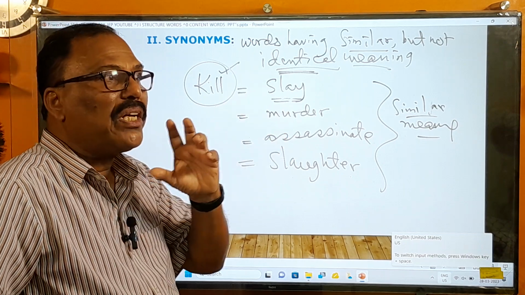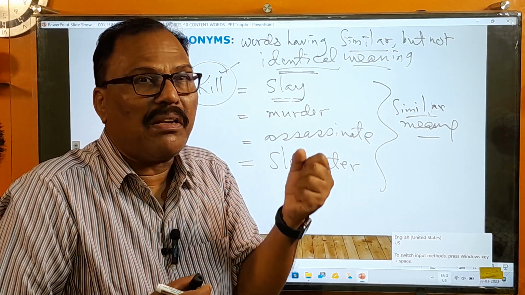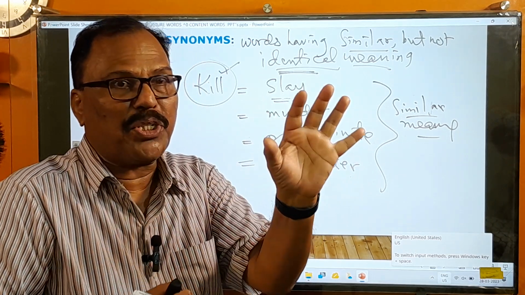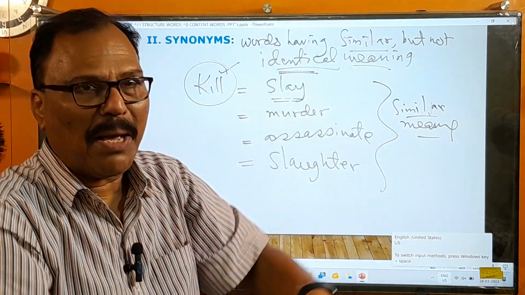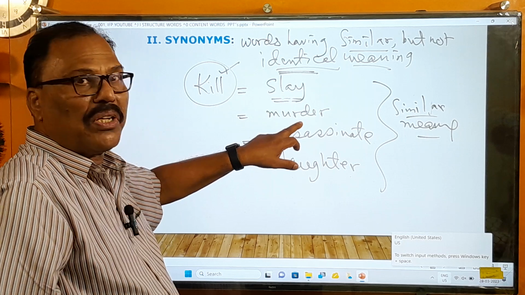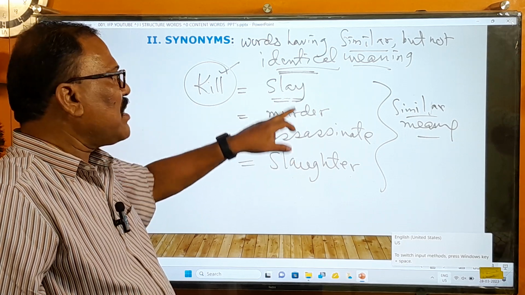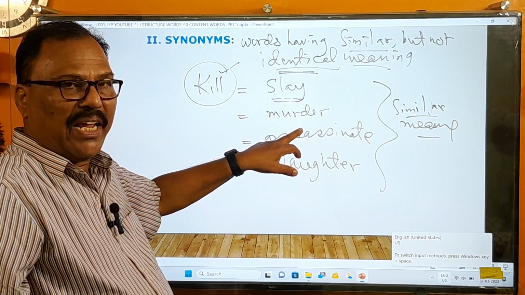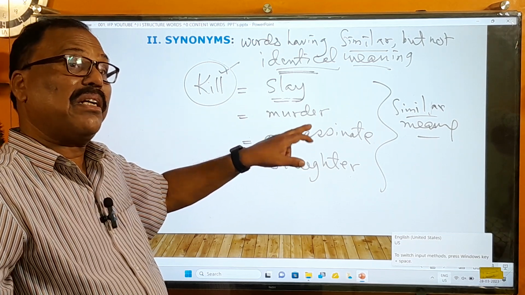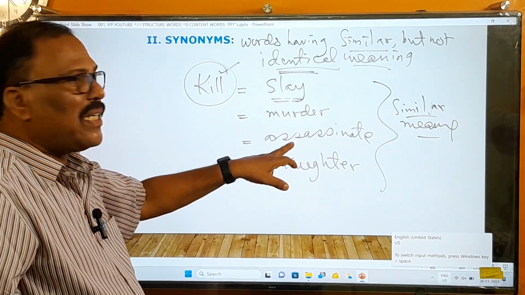Murder. You kill somebody with some vengeance, with ill will, ill feeling, lurking somewhere behind some bush and pouncing upon him and killing him. So that's called murder. The merchant was murdered. You cannot say he was slain. Murder means with vengeance.